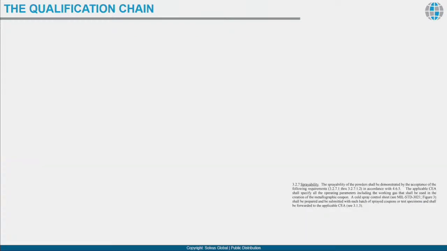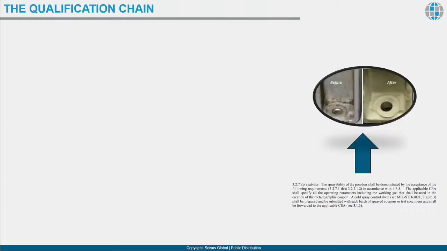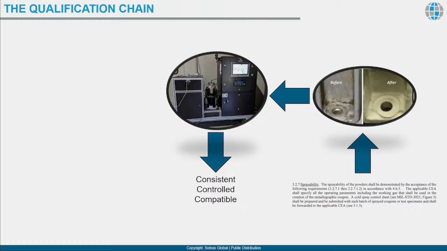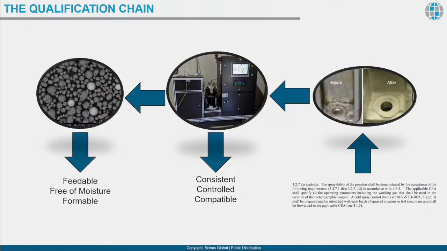So if we go backwards in this chain, if the part is what we really care about and the process is preceding the part, we really need the process to be consistent and controlled, compatible with the materials that we're using, right? Not all materials work in all systems at the same settings, configurations. You might get wear of your nozzles. You might get fouling. You might just not have enough temperature and pressure in your process to be able to deposit those materials.